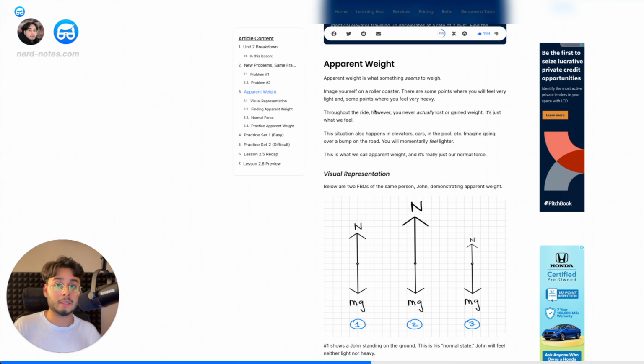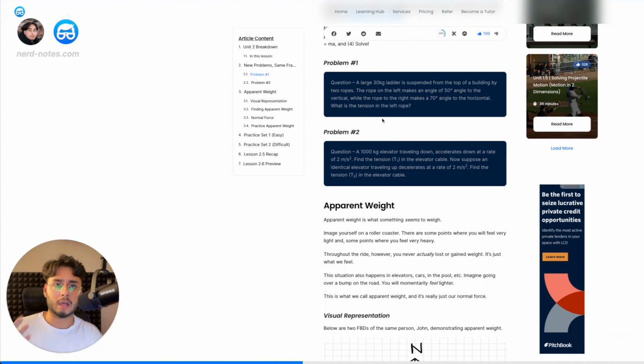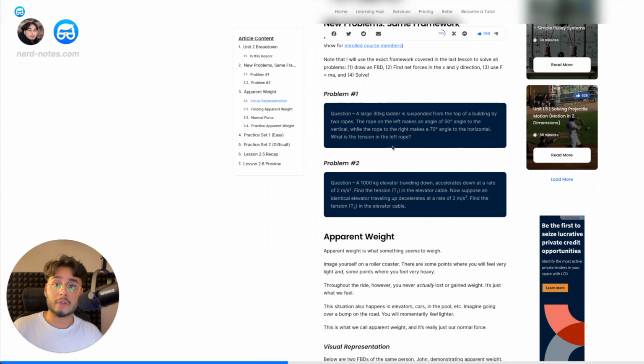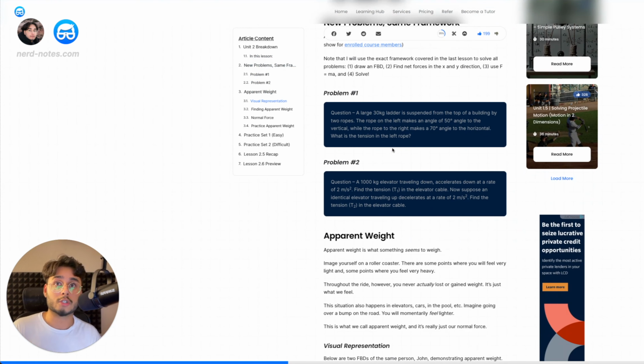Now, this can happen in many scenarios, like when you're on a roller coaster, right? You feel heavier at some points. You feel super light at some points, right? That's the thrill of riding a roller coaster. Same thing with elevators, which is why I made this a part of the elevator unit. A lot of times, elevator questions are going to ask questions that involve finding your apparent weight, if it's going up or if it's going down.